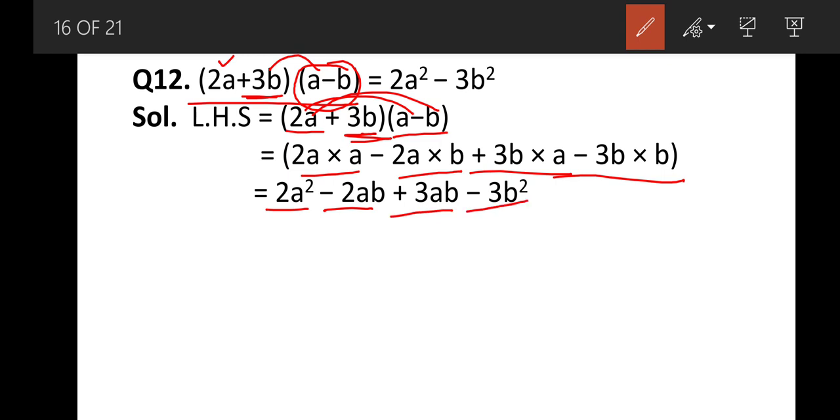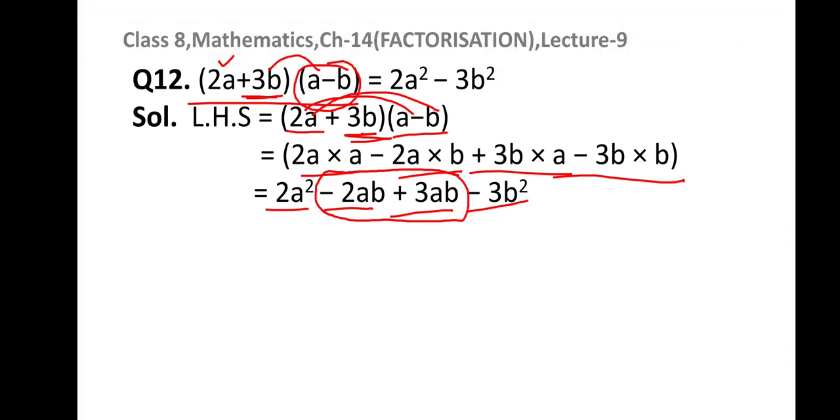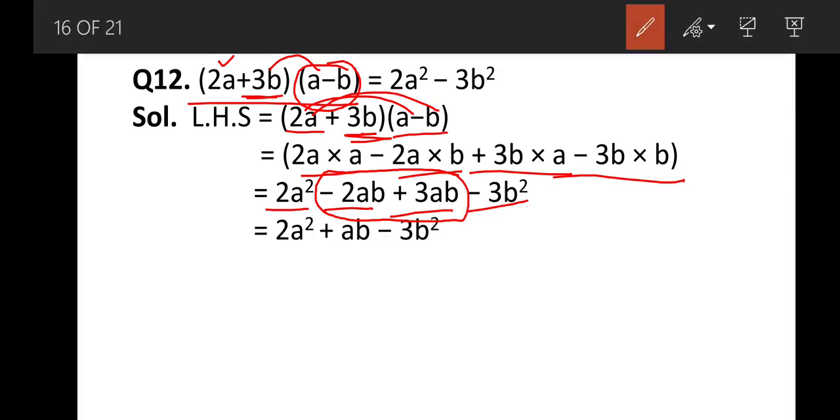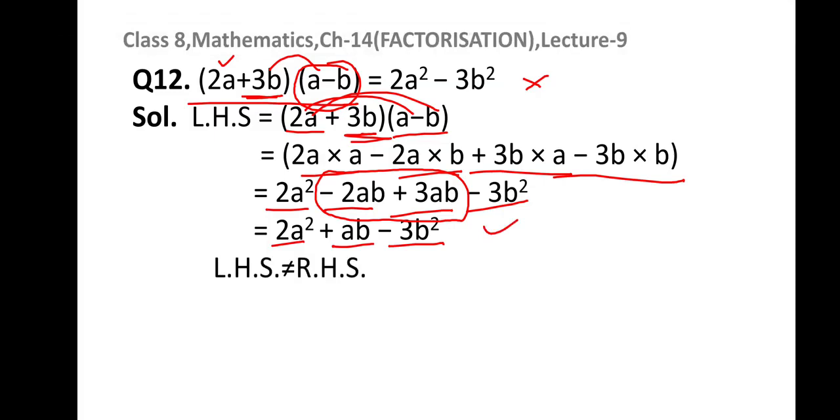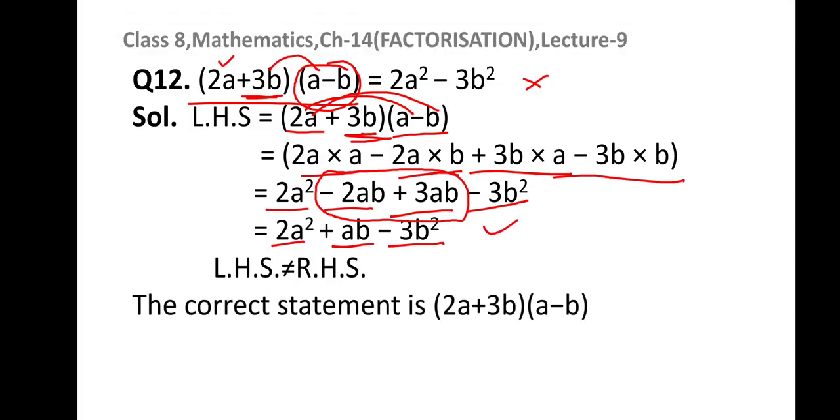Now if you see this properly, you will find that these two are like terms. So we can solve like terms. So it will be 2a square plus ab minus 3b square, which is not equal to right hand side. So the correct expression is this one. So left hand side is not equal to right hand side. The correct statement is this one which we have solved, that is (2a plus 3b)(a minus b) is equal to 2a square plus ab minus 3b square.